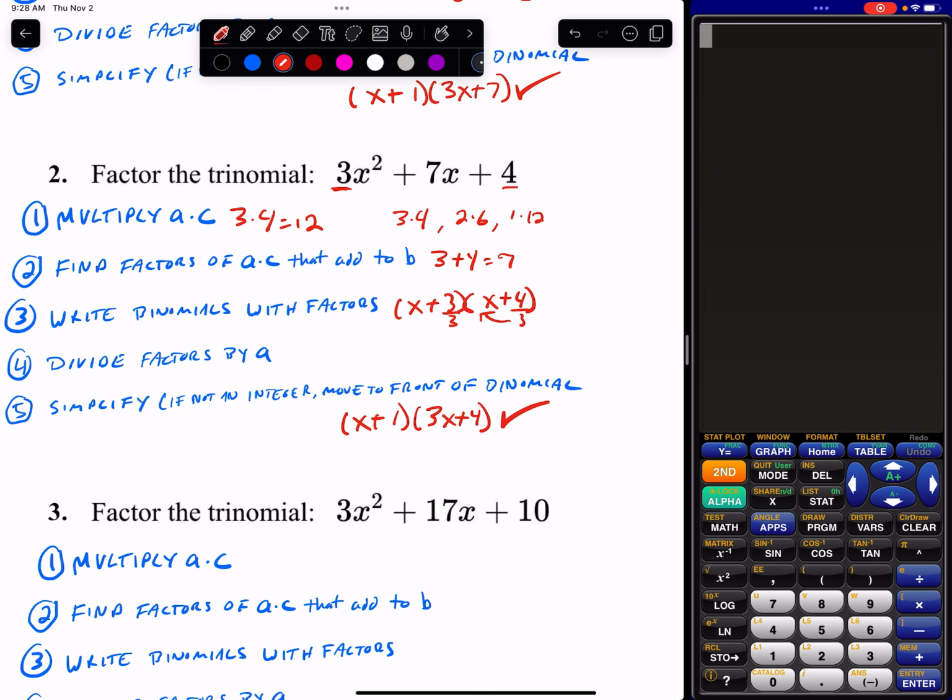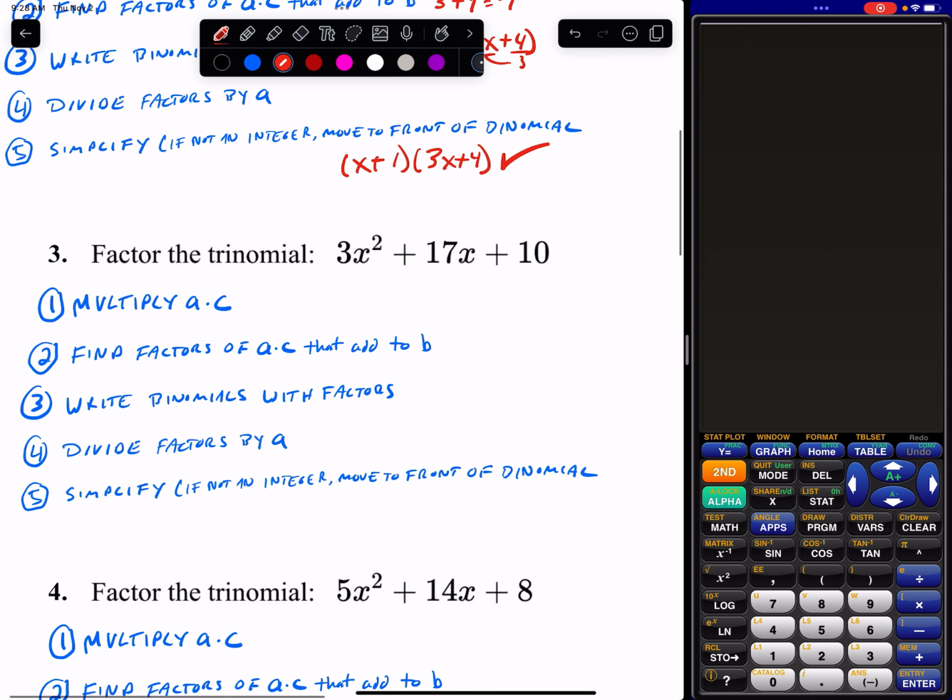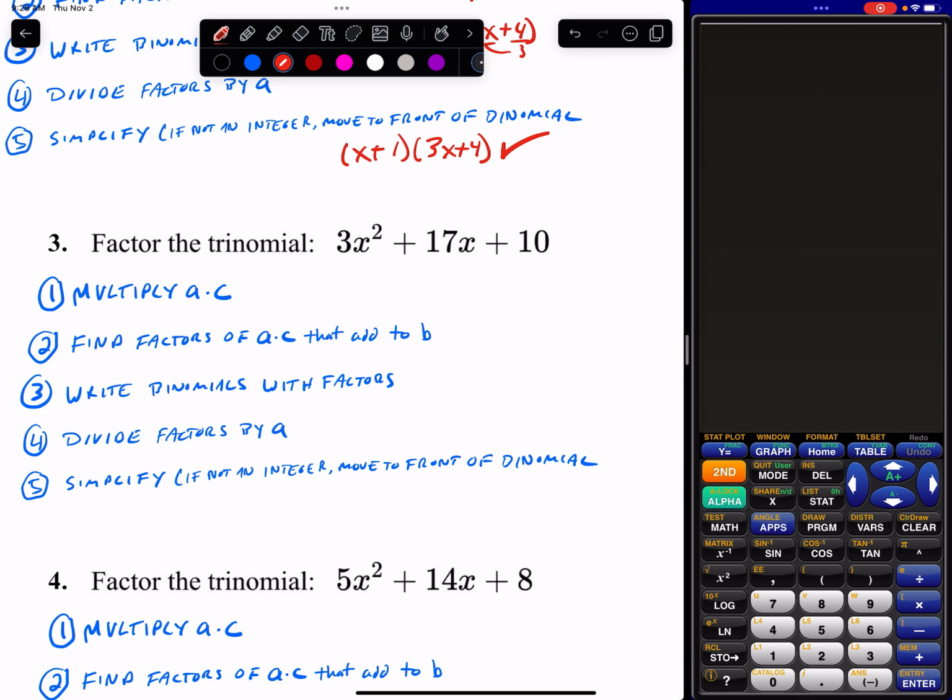And as you can see, these first couple of examples are prime leading values. So here we go again. Let's take a look at this, right? We have an A value here of 3. So we can't just do sum product. We need to multiply 3 times 10 first.